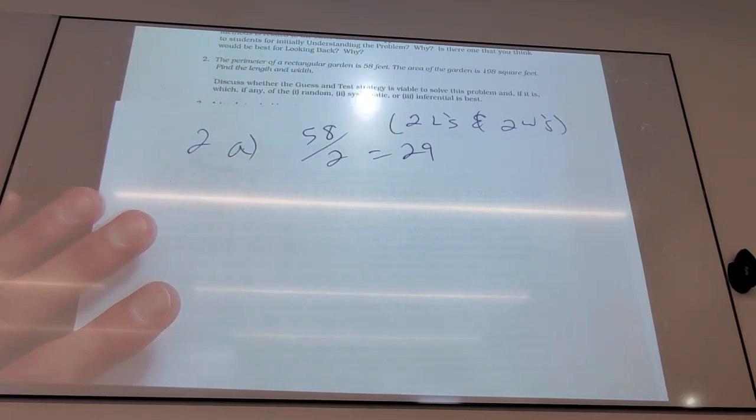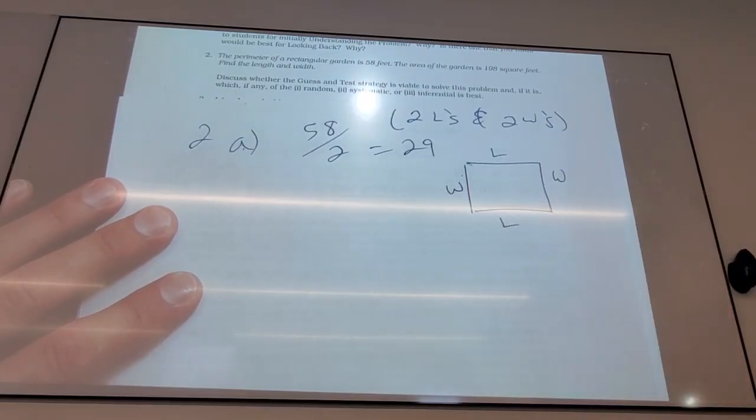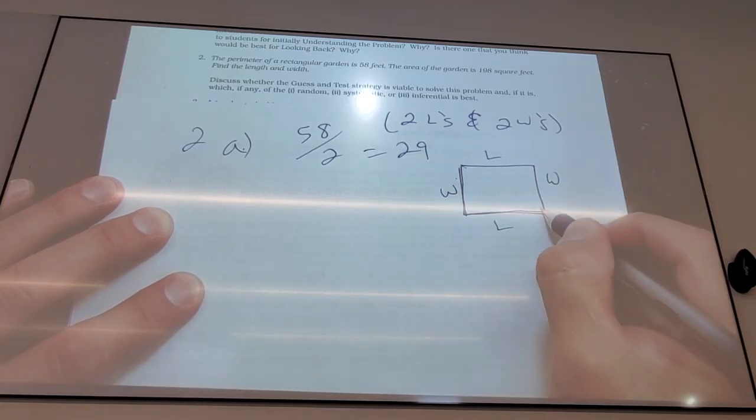So real quick, if you draw a picture and you have a width and a length and a width and a length, all the way around is 58 feet, right? Yes. Halfway around is 29.